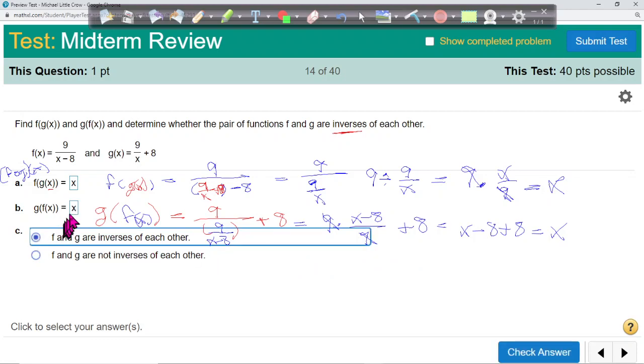That's true. Now, even if it were negative x, no. 2x, no. It's got to be just x. Started at x, you've got to end at x. That's what makes them inverses.